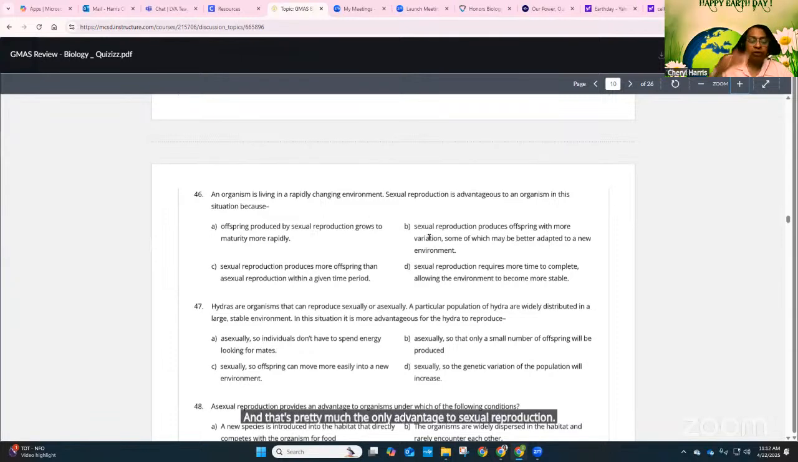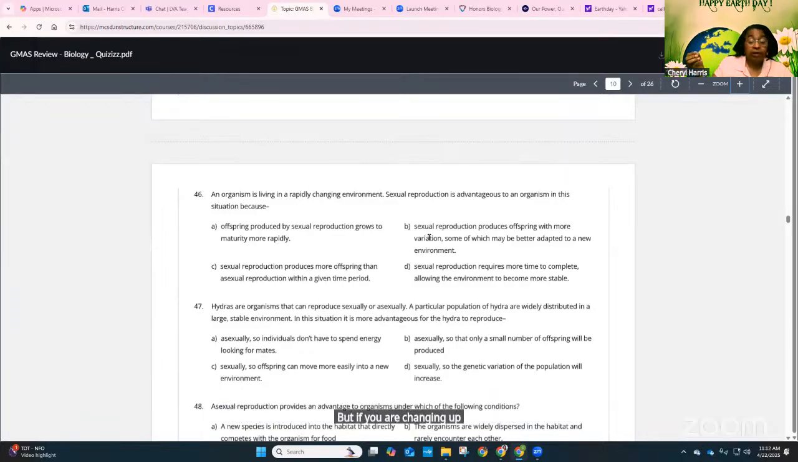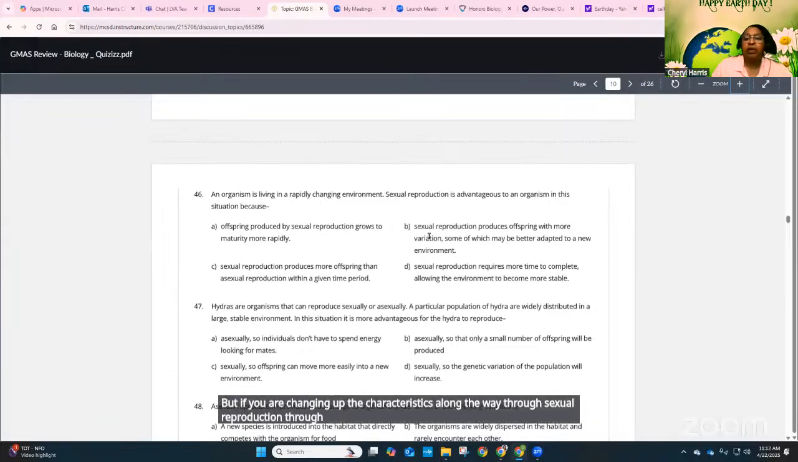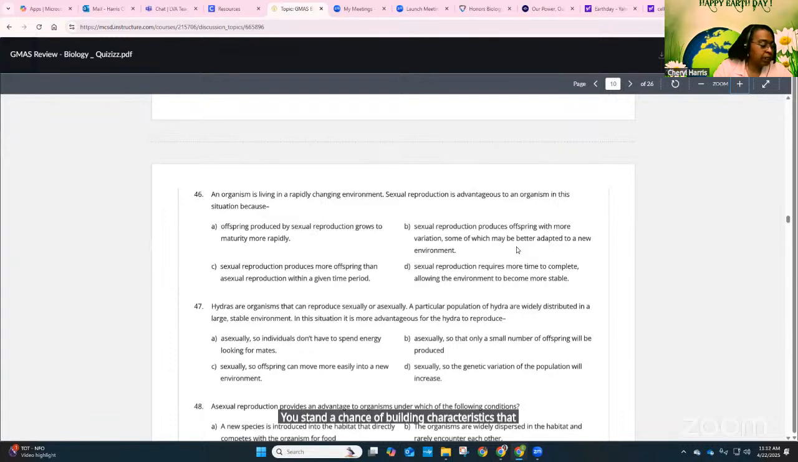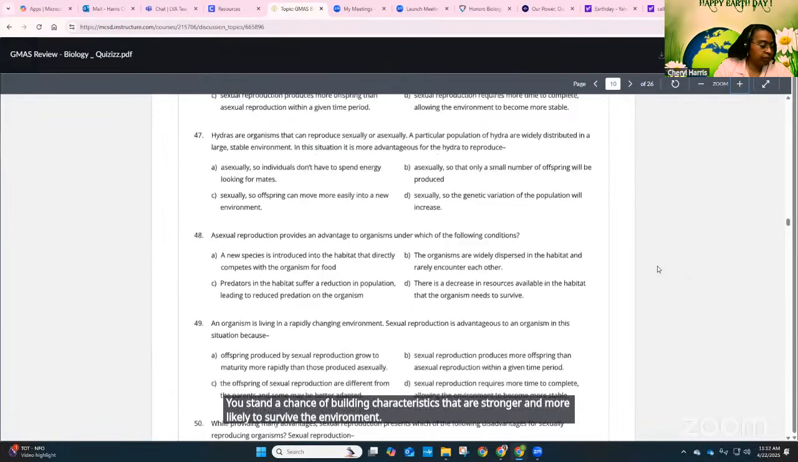Like the other experiment that we had with the radiation, if you're not doing sexual reproduction and you're simply doing binary fission, you're reproducing the same characteristic over and over and over again. Eventually that characteristic gets weak and resistant to the changes in the environment. But if you are changing up the characteristics along the way through sexual reproduction, through independent assortment, you stand a chance of building characteristics that are stronger and more likely to survive the environment or changes in the environment.